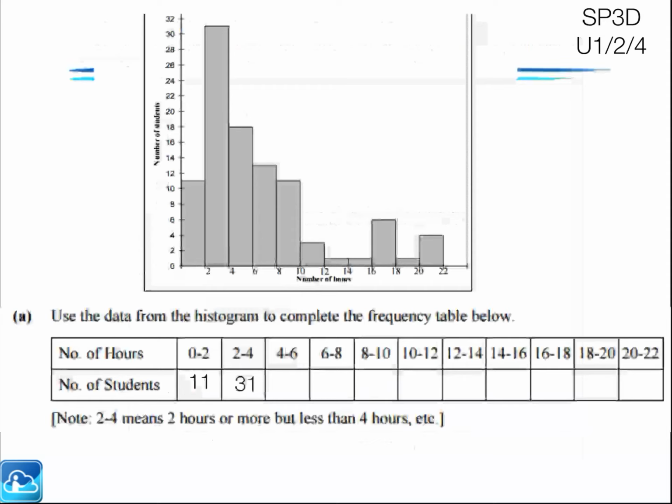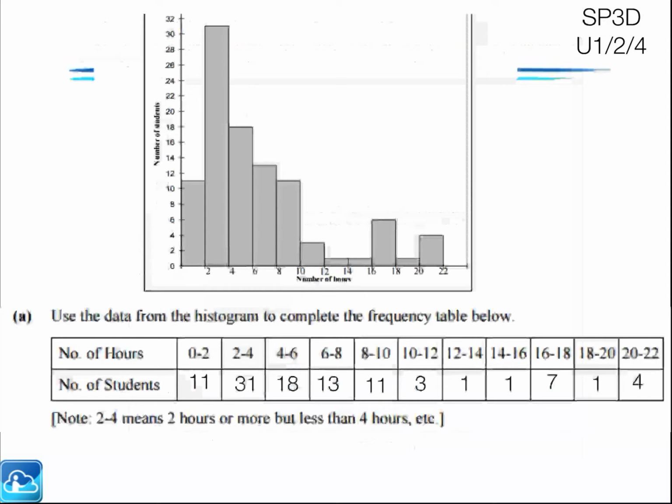4 to 6, so that's someone who said 4 hours or more, but less than 6 hours. And that number is 18. Our 6 to 8 was 13. Our 8 to 10 was 11. Our 10 to 12 was 3. Our 12 to 14 was 1. 14 to 16 was also 1. 16 to 18, a little bit hard to see, was 6. You can use a ruler along this if you want to just line it up and make sure that you can see the exact number. So that was 7. 18 to 20 is 1, and finally 20 to 22 is 4. So there's all our different values for our histogram.